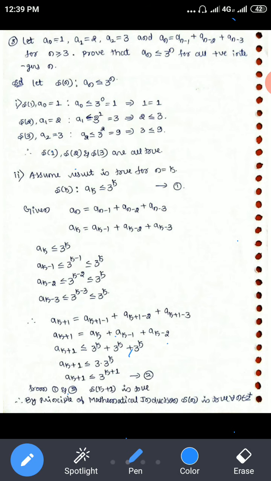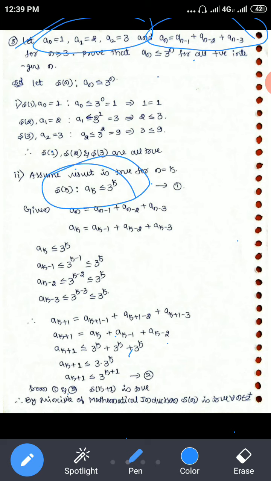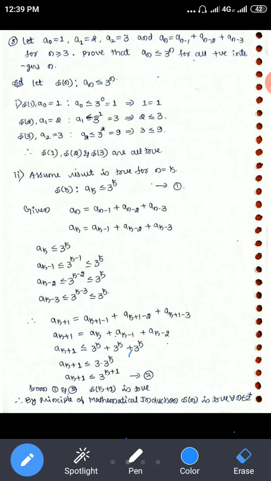So this is given, and this is also given. Any one thing we have to use and write it further. So for n is equal to k, ak is less than or equal to 3^k, we have to prove it. This is fine, but with the help of this I have to prove this. So you take help of these three and this, and prove this.